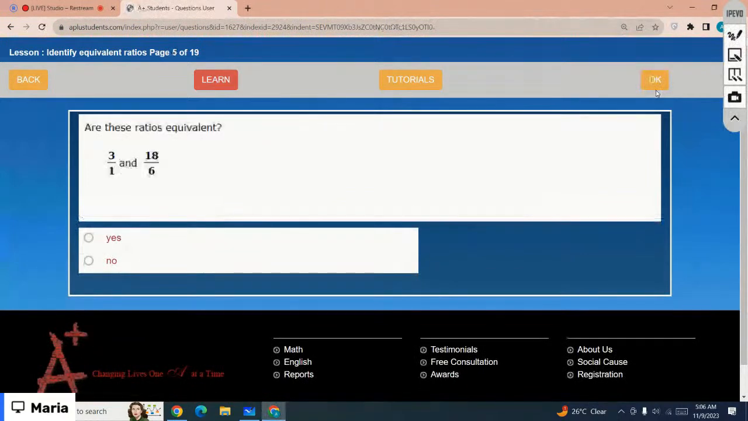Okay, the next one is, are these ratios equivalent? 3 to 1 and 18 to 6, which is the correct option? The correct option is yes, they are equivalent.